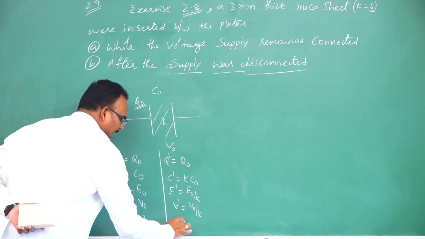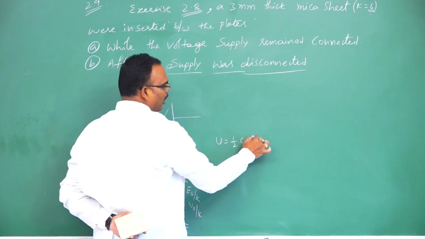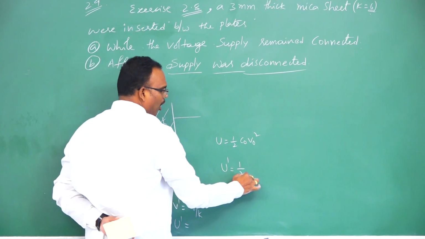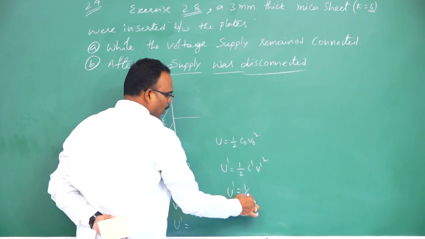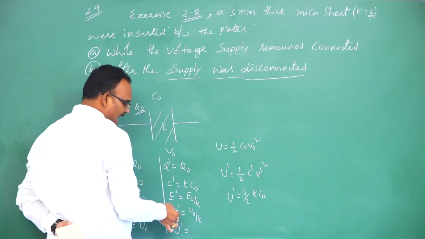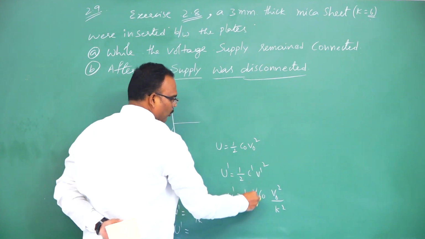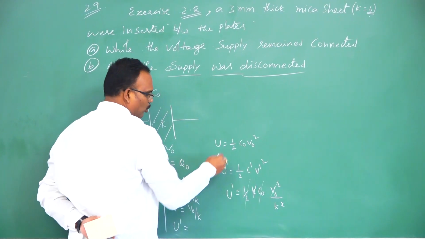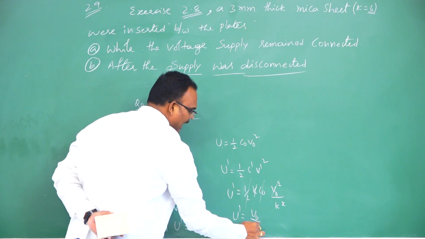Now energy U dash. See, energy is half into C naught V naught square initially, and final energy is half into C dash V dash square. So U dash is equal to half into C dash, which is KC naught, and V dash is V naught by K, that means V square by K square. One K gets cancelled out. Half C naught V naught square can be written as U naught. So U dash is equal to U naught by K.